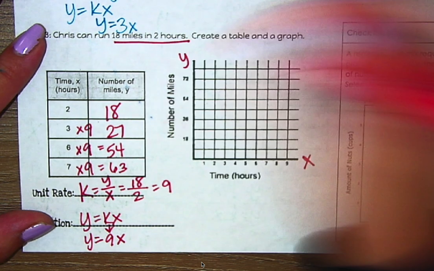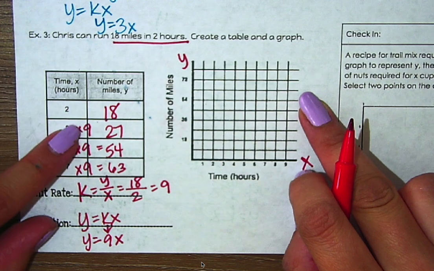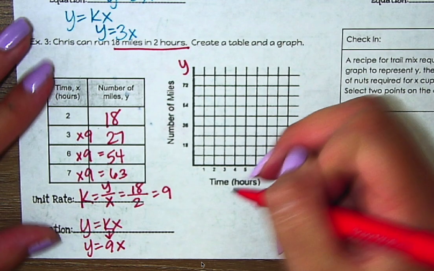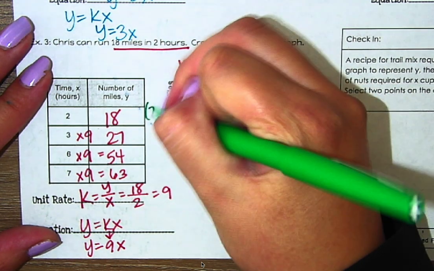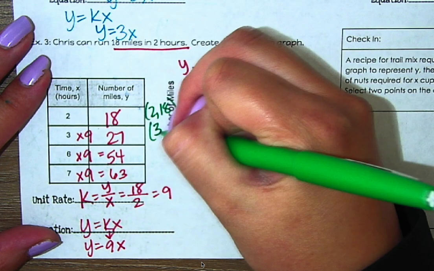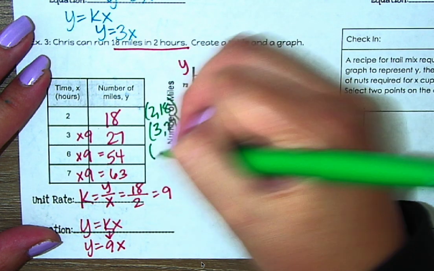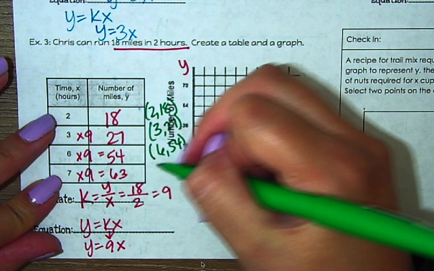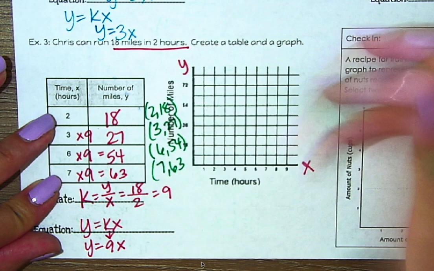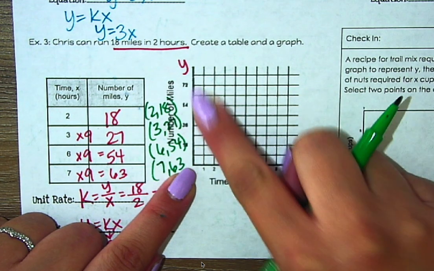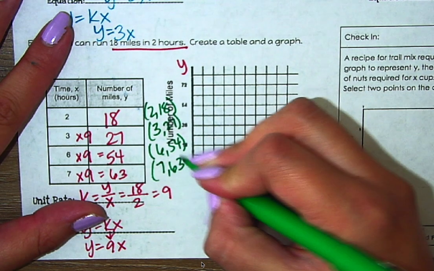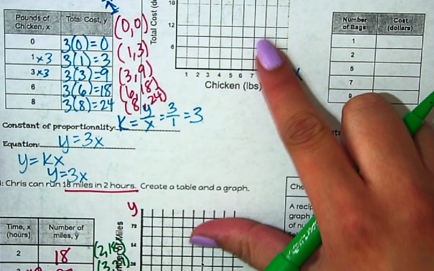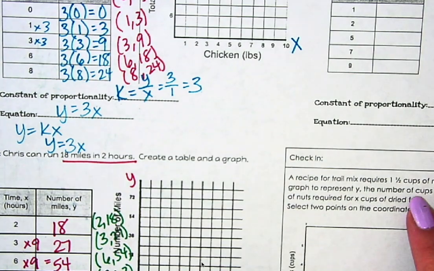So now again, you can do this part. You can plot your points. Your first point is going to be 2 and 18, then 3 and 9. Write it on the side here for you. 2, 18, 3 and 27, 6 and 54, and 7 and 63. So these are bigger numbers. So don't forget to fill in your missing increments as well. Okay, I'm going to check these two graphs at the end of the notes.